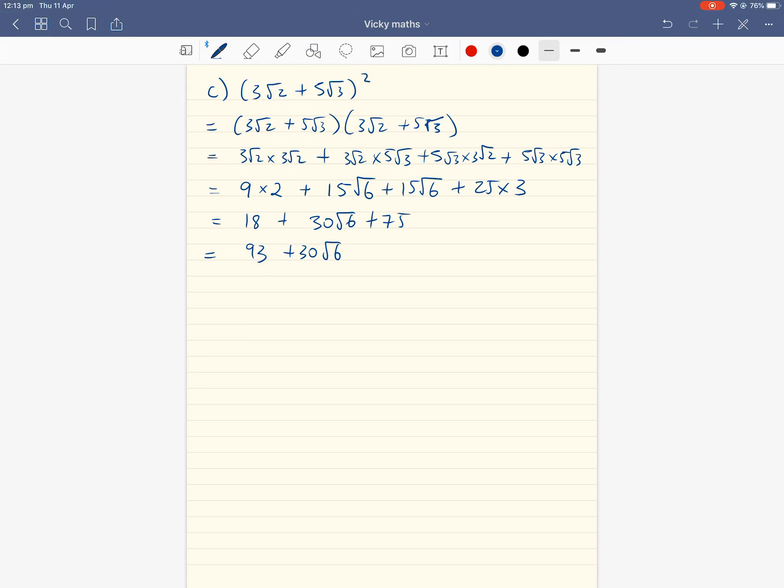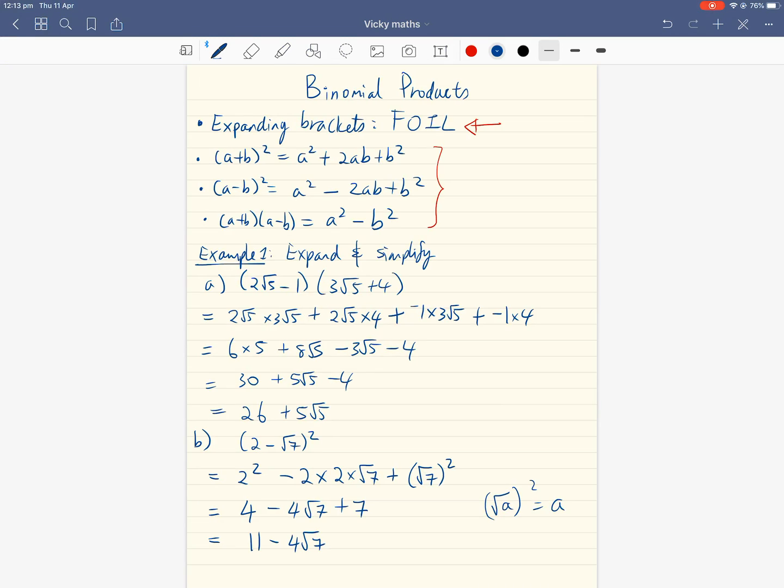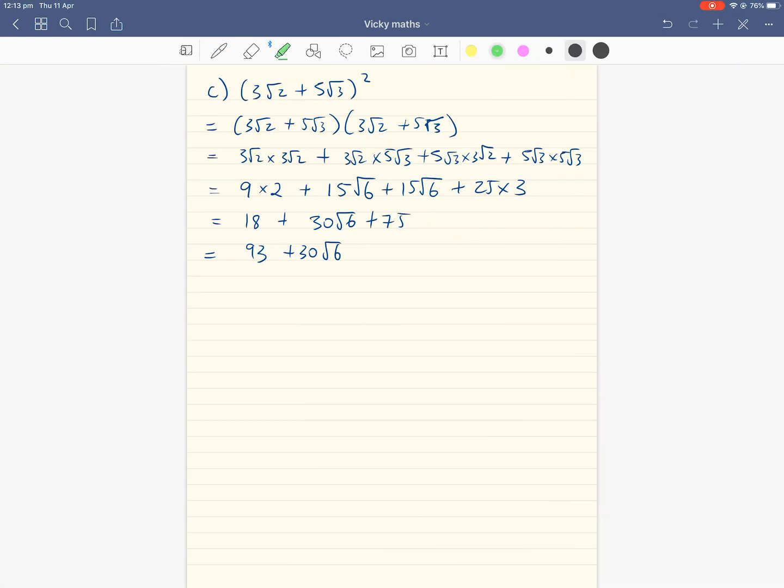Mental check, can you simplify it? No? Alright, move on. If you used the pattern of a plus b squared is a squared plus 2ab plus b squared, you could literally just jump to this line here and avoid the top 2 lines. But, you know, in an exam you may or may not remember the pattern. If in doubt, just use the FOIL method.